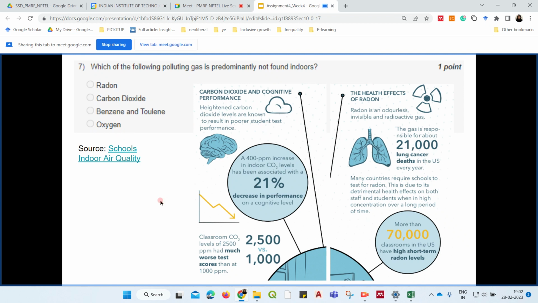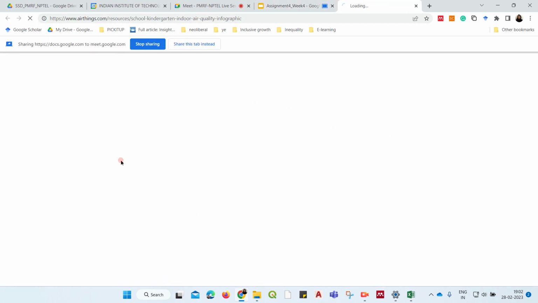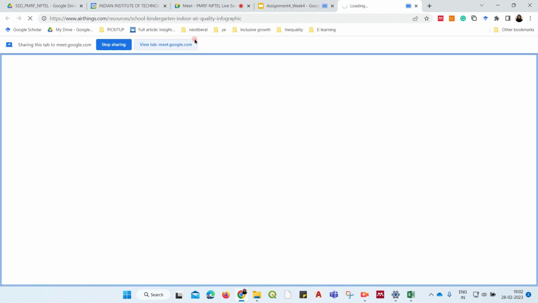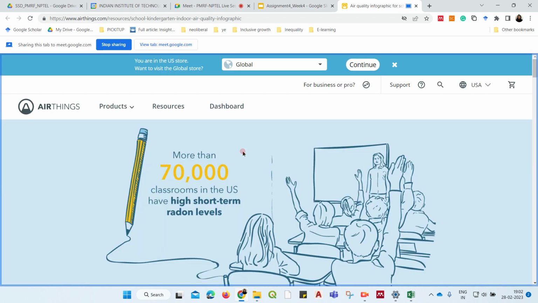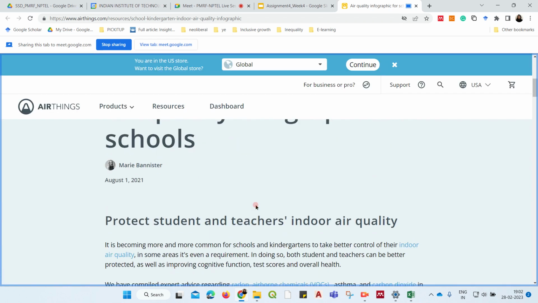If you want to get into more about different pollutants and what effect they have on human health, how they are detected, and how they affect indoor environments, you can go to this study. I have provided the link to the study. You can just click on and go to this study and browse it in your own time.